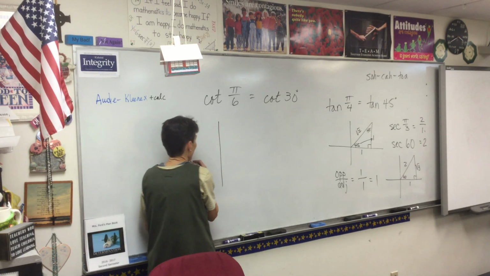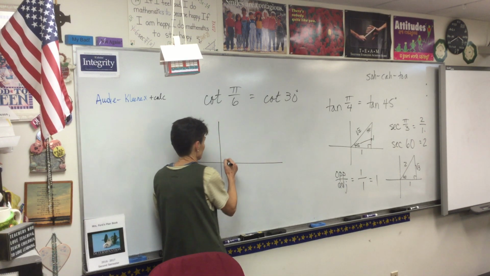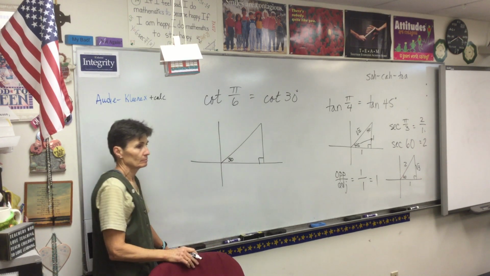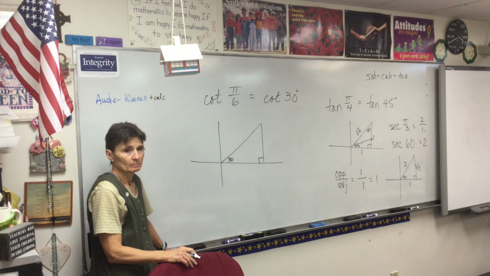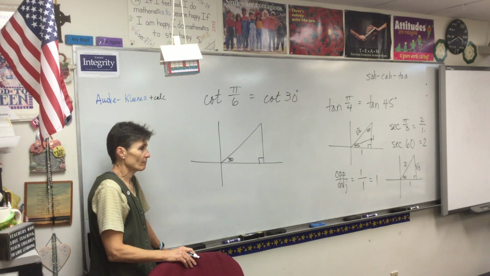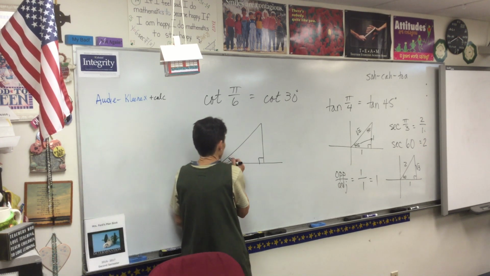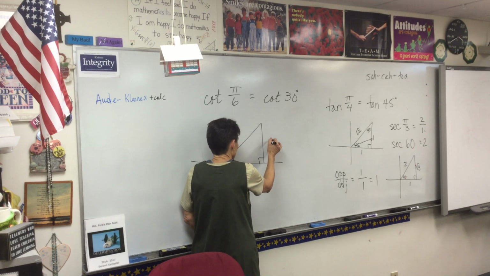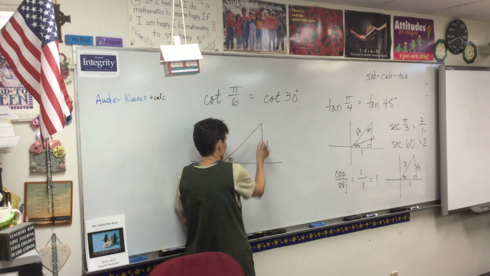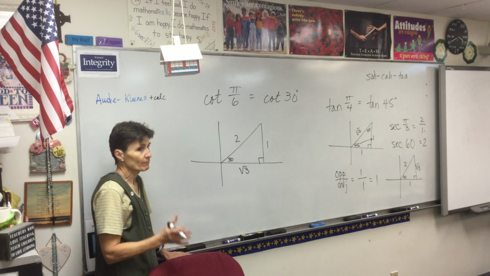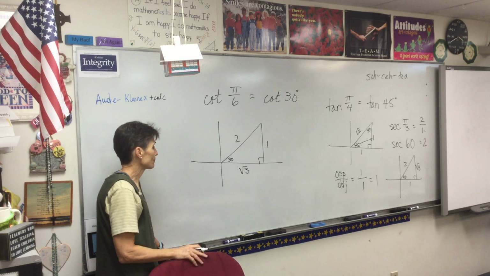So I'm going to draw a triangle. And I'm going to put 30 degrees right there. Everybody good? Yep. Now let's label the sides. Here we go. 30, 60, 90 triangle. Across from the 30 is 1. Across from the 60 is √3, and the hypotenuse is 2. That never changes. That's always the same.